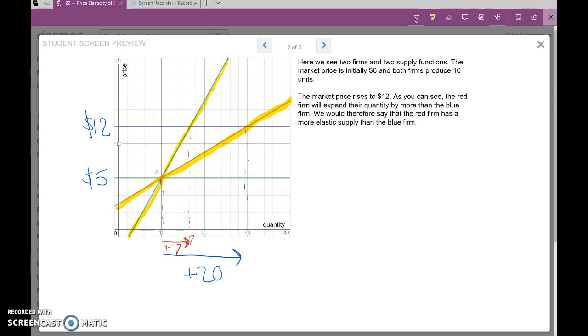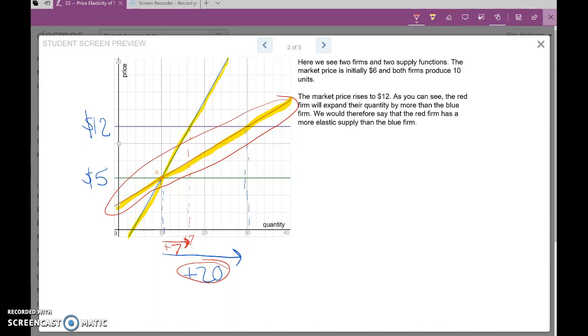So we would say that the red firm, confusingly, I put the numbers in the opposite colors, sorry about that. So this firm, the red firm, because their supply increased by 20 units facing the same price change, we would say that that firm's supply is more elastic. So it was more responsive to changes in price. When they were able to get more money for their good on the market, they were able to expand production by more than the blue firm.